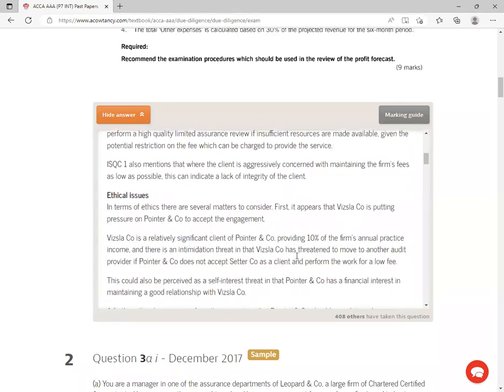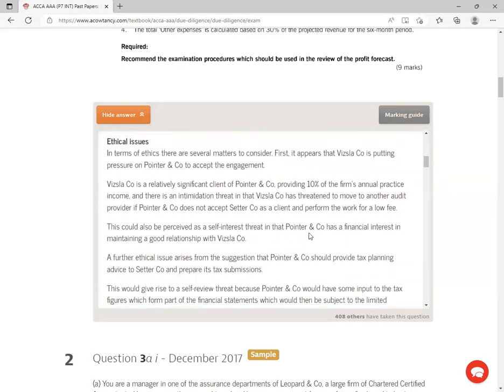Ethical issues. In terms of ethics, there are several matters to consider. First, it appears that Whistler Company is putting pressure on Pointer and Company to accept the engagement. So there's that pressure coming, right? Whistler Company is a relatively significant client of Pointer and Company, providing 10% of the firm's annual practice income. And there's an intimidation threat, that the Whistler Company has threatened to move to another audit provider if Pointer and Company does not accept such a company as a client and perform the work for a low fee. This could also be perceived as a self-interest threat, in that Pointer and Company has a financial interest in maintaining a good relationship with the Whistler Company.